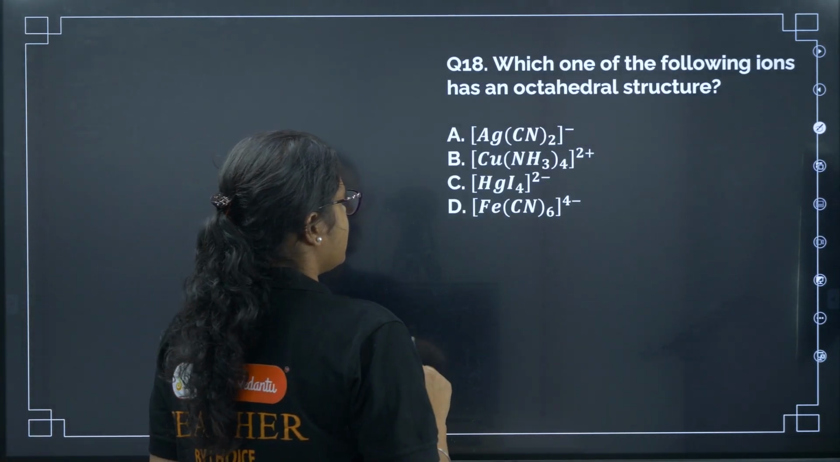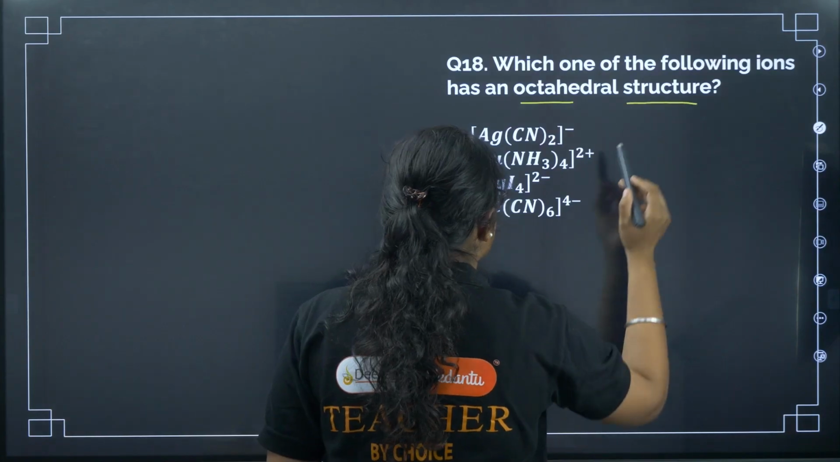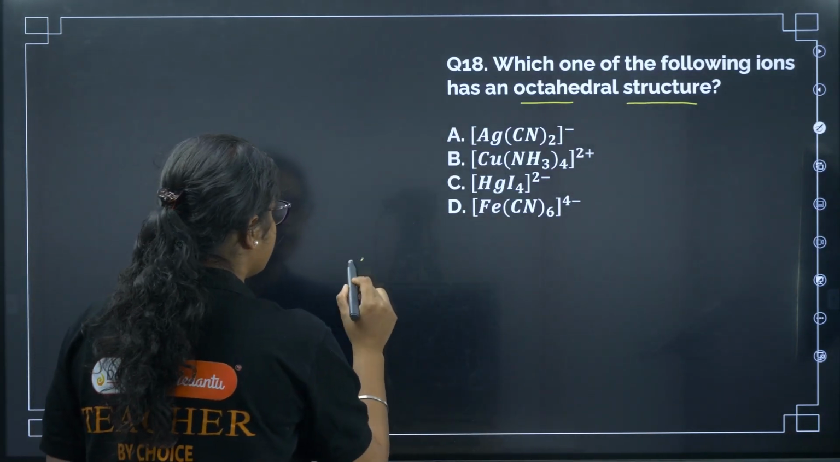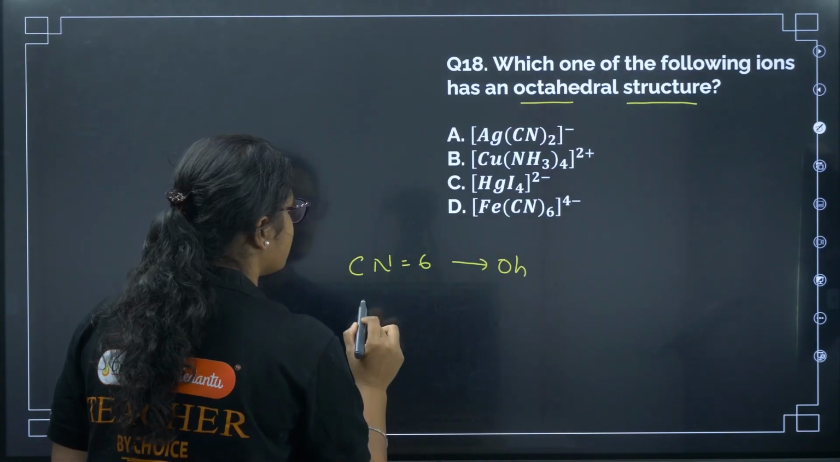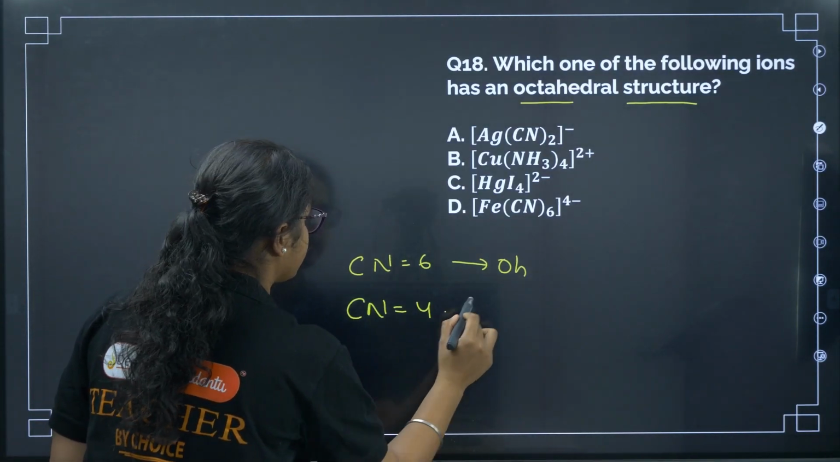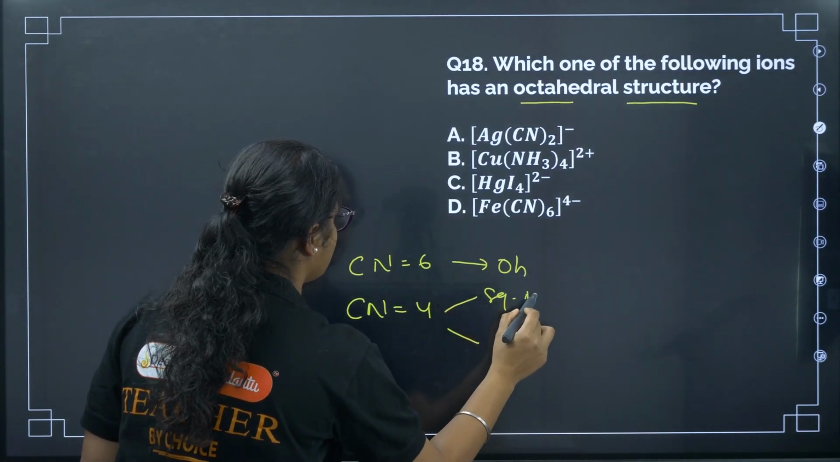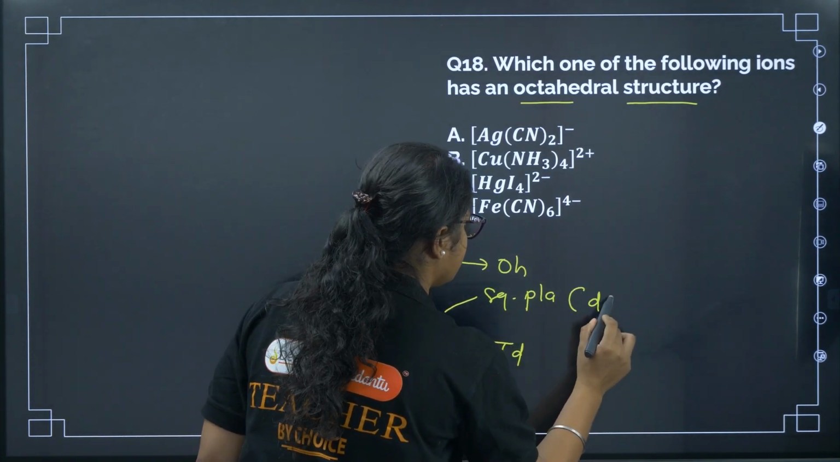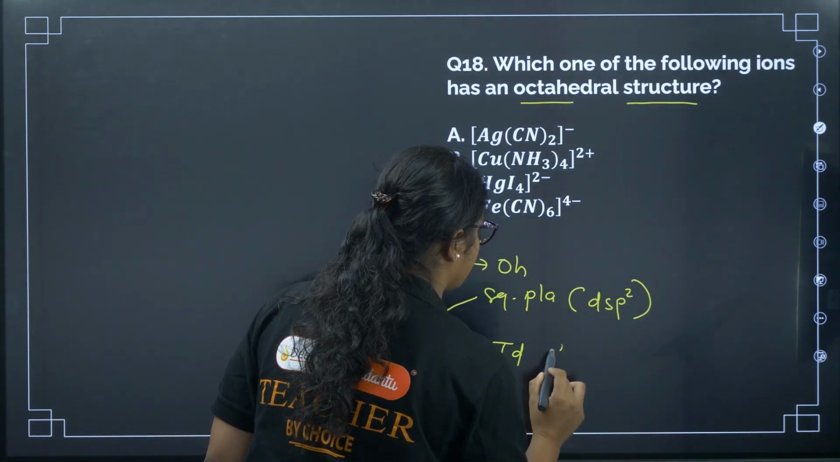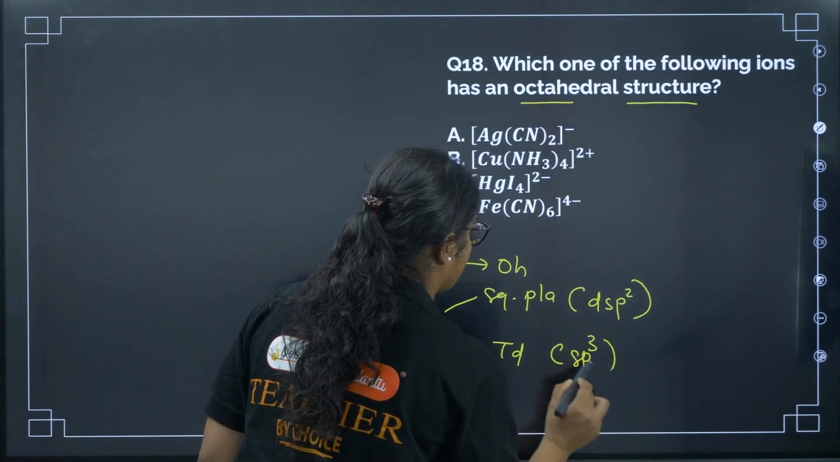Next, which one of the following ions has an octahedral structure? If you remember, for coordination number 6, the structure is always octahedral. For coordination number 4, it can be of two types, either square planar or tetrahedral. For square planar, we need dsp2 hybridization, and for tetrahedral, we need sp3 hybridization.